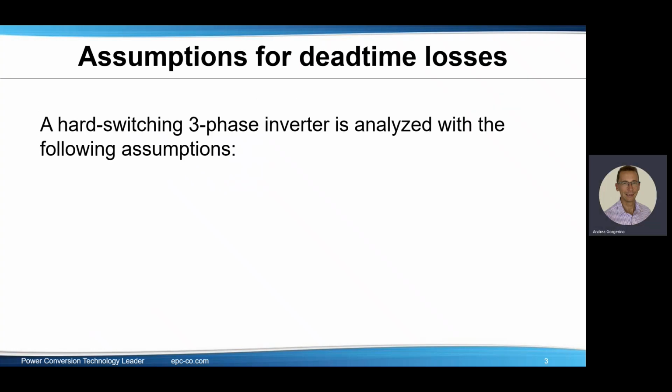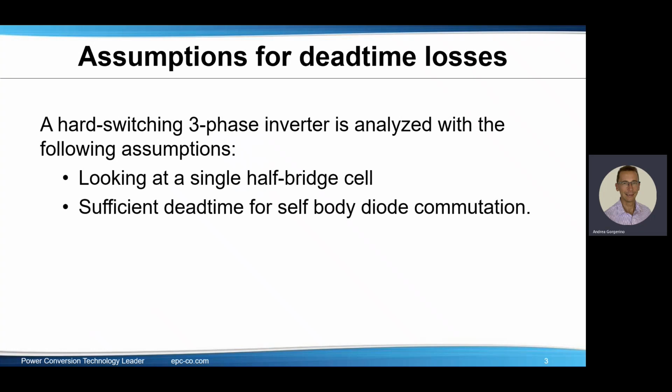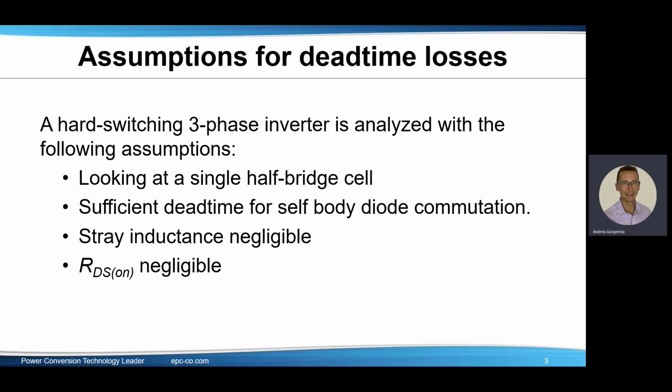So first, a few assumptions. We are looking at a hard switching three-phase inverter. And for the switching losses in particular, we will look at the single half-bridge cell. We also assume there is sufficient dead time for the body diode commutation, which is true in most load conditions, except at very light loads, light currents. We also assume the drain inductance is negligible, and the RDS(on) is negligible, to simplify the waveforms.